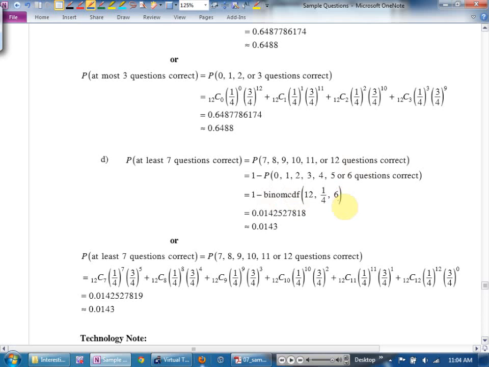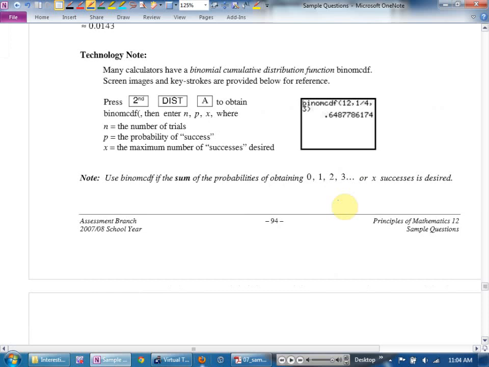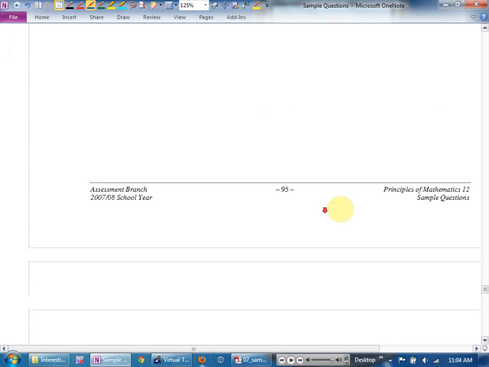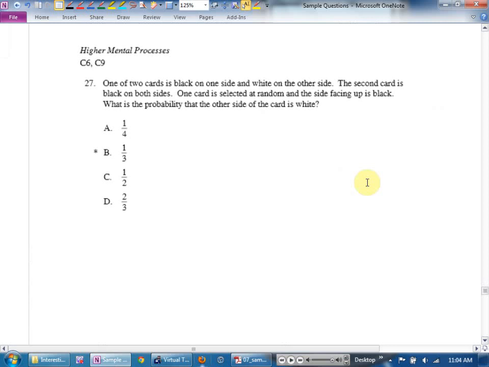H questions, Mr. Dueck. Let's see what this one looks like. One of 2 cards is black on one side and white on the other side. The second card is black on both sides. One card is selected at random and the side facing up is black. What's the probability that the other side of the card is white? Well, there's 2 cards. I'm pretty sure I'm going to use a tree approach. I just got to think about my tree.